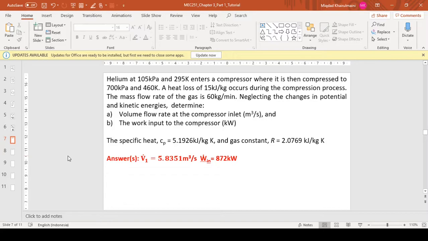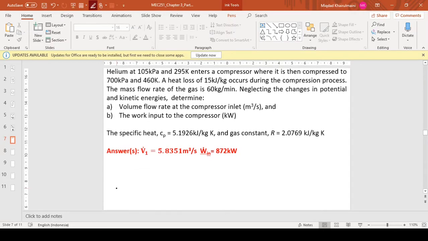So we meet again in another example for chapter 3, involving the steady flow energy equation. Our component today is the compressor, but the substance right now is helium gas. You can pause to read and understand the question properly. So we have a compressor, whose substance is helium gas.